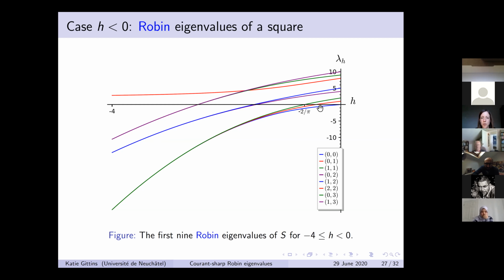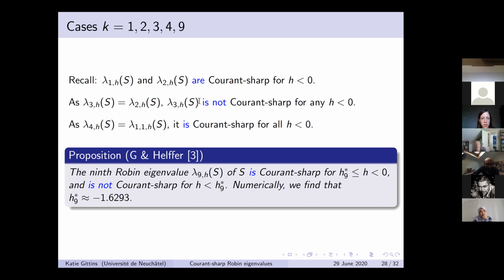All right, so if you look here, the 9th one is again given by this red curve, which is corresponding to (2, 2), and then it gets cut. It intersects with the green one, which is (0, 3). So this is now again like the positive h case. And what we're able to show, so again, the first 2 are Courant-sharp for any h negative. The 3rd one isn't because it's equal to the 2nd.